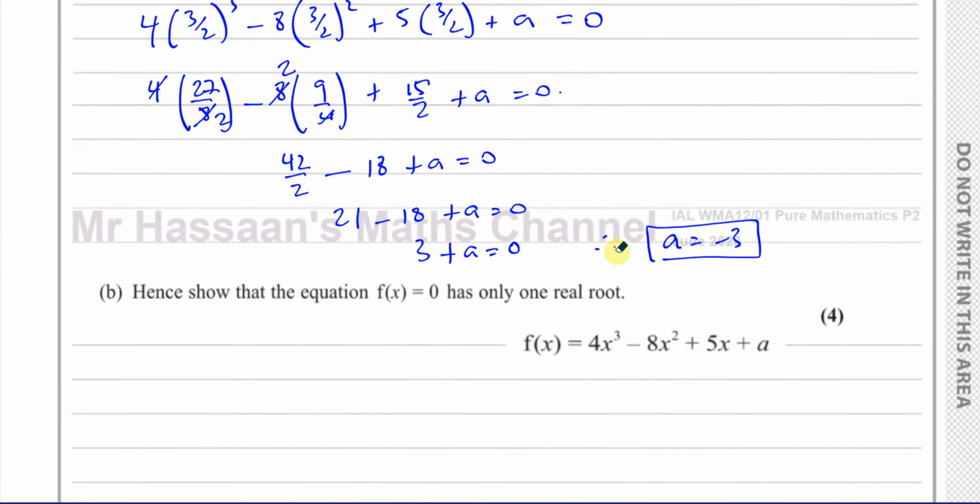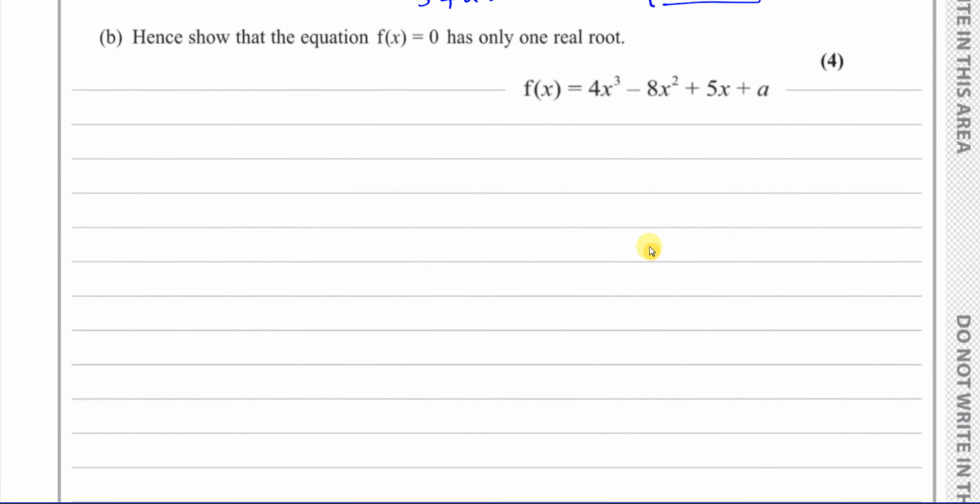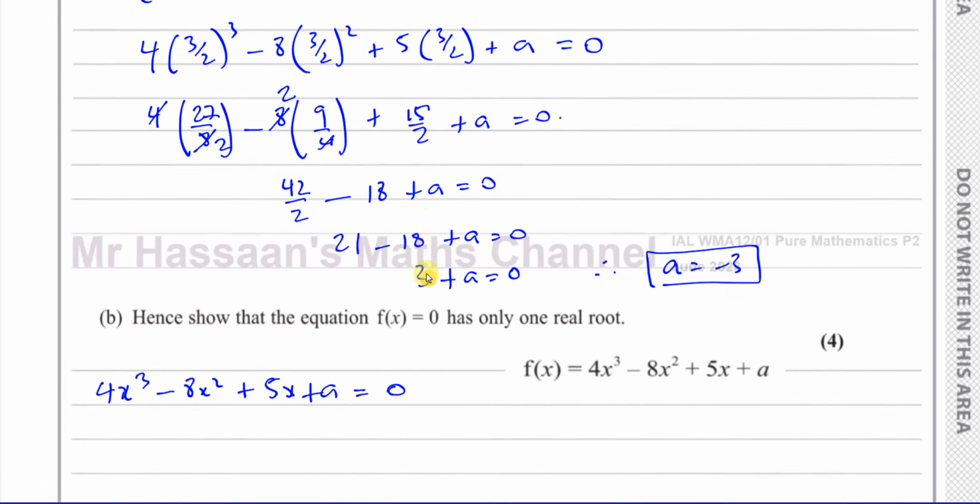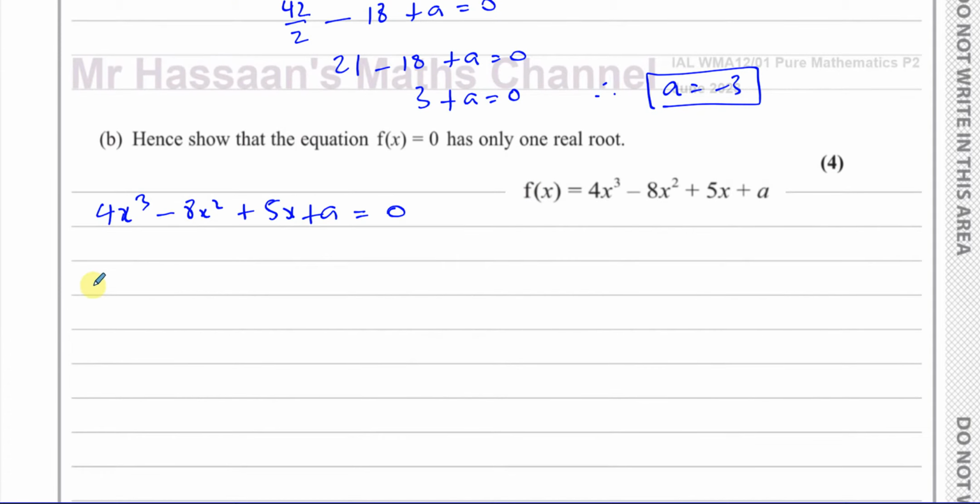Now for part B, it says, hence show that the equation f of x equals 0 has only one real root. So only one real solution to this equation. We know that 4x cubed minus 8x squared plus 5x minus 3 equals 0 has a factor. If you factorize this, it's going to be 2x minus 3 times a quadratic, which we can say is ax squared plus bx plus c. So this times this equals 0. If it only has one real root, that's going to be the root x equals 3 over 2, which is what happens when either this equals 0 or this equals 0.